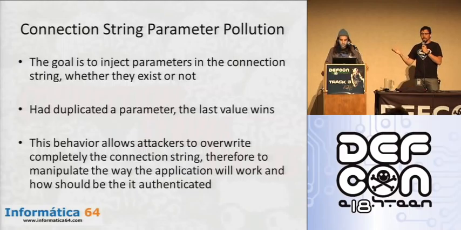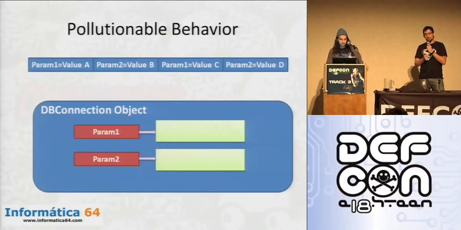So we have something very, very similar here. We have a parameter pollution behavior, and the way it works in this case is whichever happens last, that's what counts. So if in my string I have a parameter twice, the second one is the one I'm going to use.